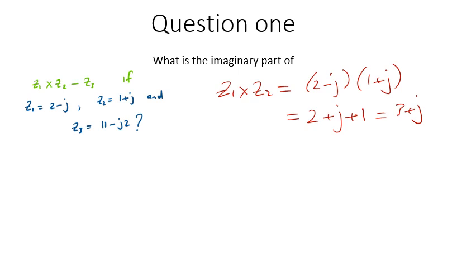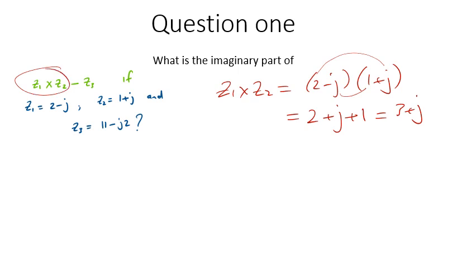Let's double check that. 2 times 1 is 2. Minus J and 2J becomes J, correct? Minus times plus, that's a minus, J times J is minus 1, and then plus 1. 1 plus 2 is 3, plus J. Perfect. So we got the first part sorted out.